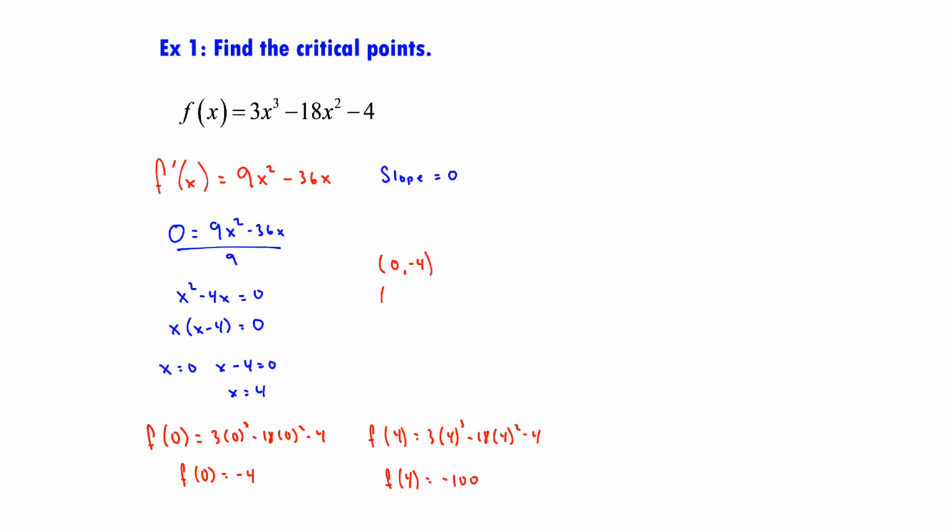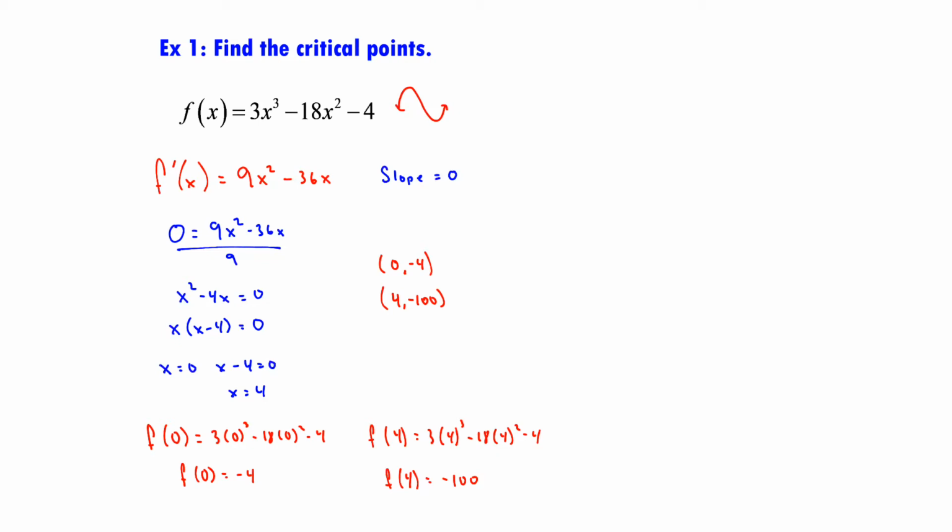So we also have a point at 4, negative 100. So those are both critical points. We'll talk later on how to identify whether it's a max or a min. One of the ways on this one, because you know what a cubic looks like, and because its slope is, or that 3 is positive, it's going to be going in this direction. So you could actually identify the max and min just by knowing what the graph looks like.